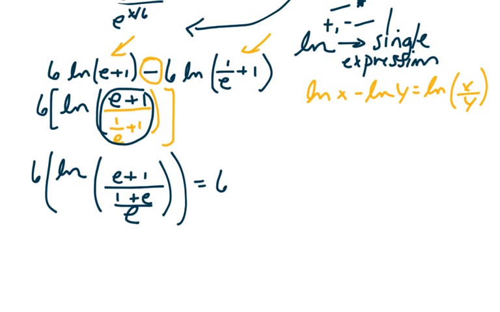And you're left with 6 times ln of 1 plus e over 1 plus e. These are going to cross out, and you're left with ln of e. And ln of e is just 1. So the answer here is 6. And I'm going to check it to make sure, and that is the answer.